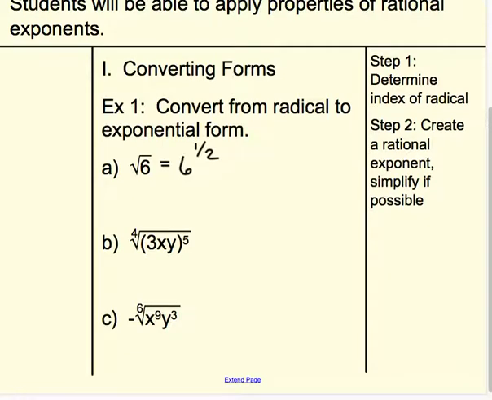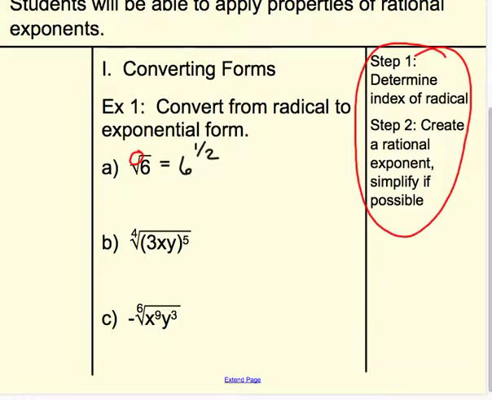So for part B, when we're converting this to rational form, and again, we're looking over here, we've got our steps. So determine the index of the radical. So jumping back to part A, the index is whatever number is sitting right there. And again, when there's no number, it's a square root, or the index is 2.